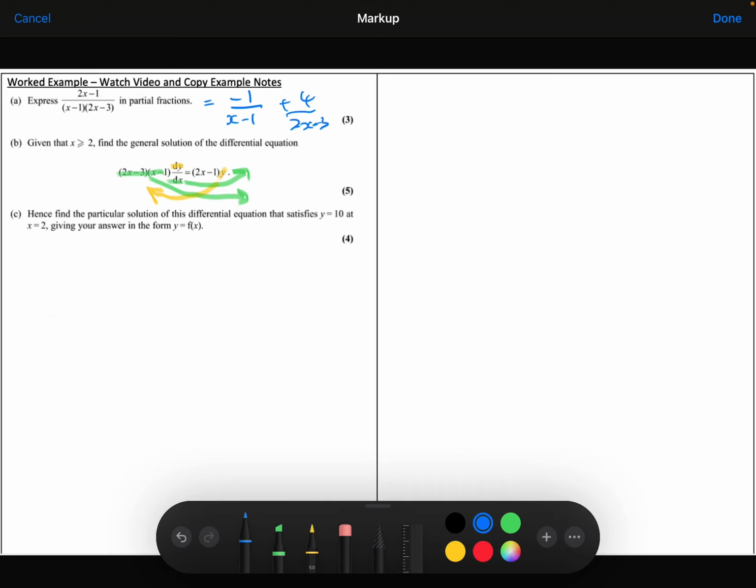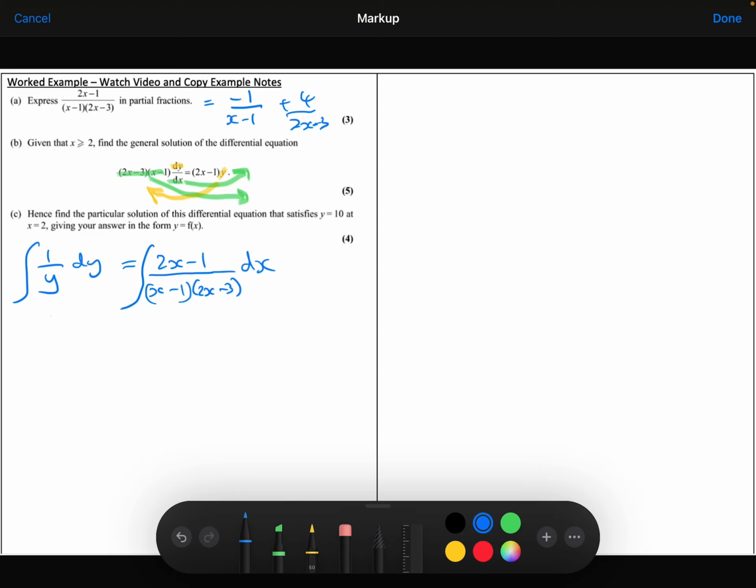So on the left-hand side, I've just got the 1 over y dy, and on the right-hand side, I've got the 2x minus 1 that didn't move over (x minus 1)(2x minus 3) on the denominator, dx. And I'm going to integrate both sides.